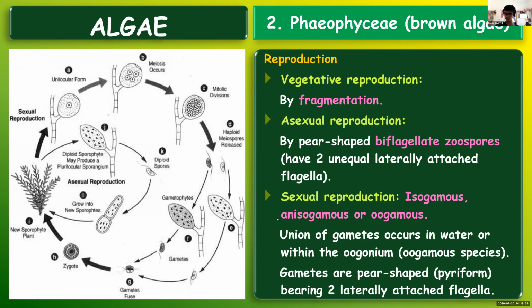Okay, one more thing I missed out. Gametes are pear-shaped or pyriform. Pyriform means pear. The fruit pear you might be knowing. It's pear-shaped, having two laterally attached flagella. So normally in both isogamous and anisogamous, the gametes will be pear-shaped and flagellated, with the flagella placed laterally. Here in the picture, you don't have to learn the picture, it is just to see and understand how it is happening. So the shape you can understand, it is pear-shaped.